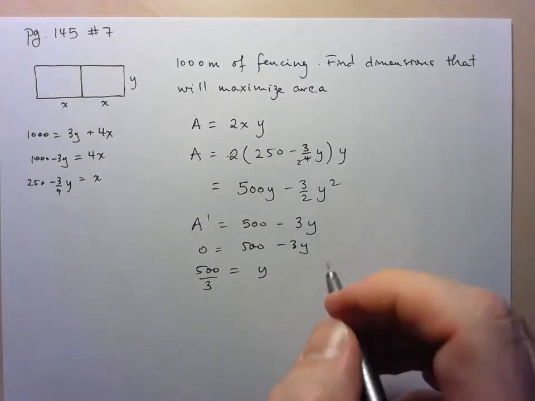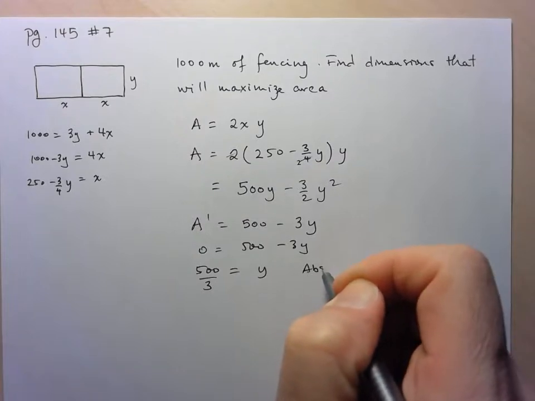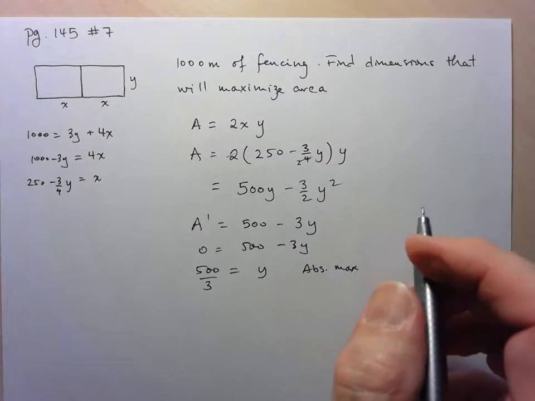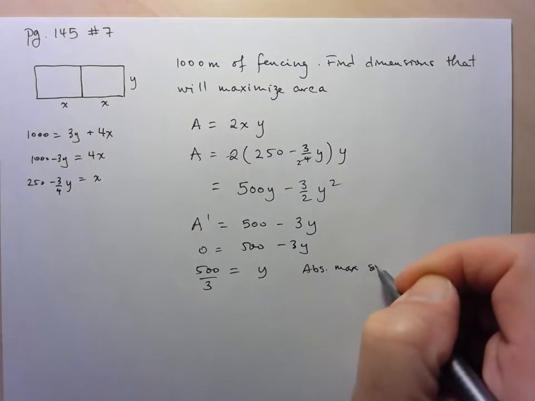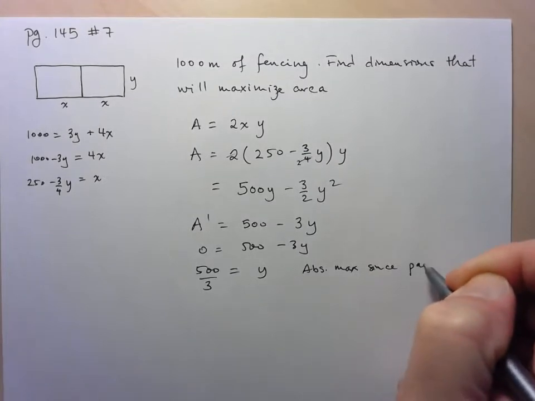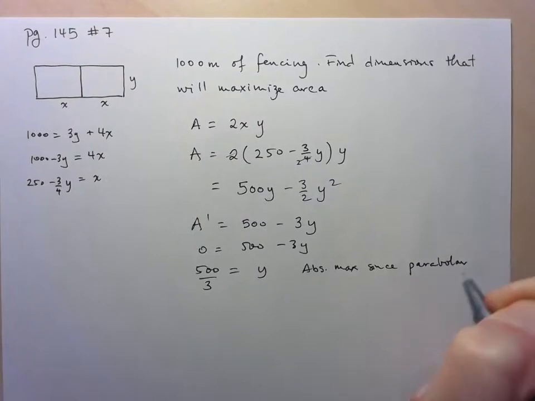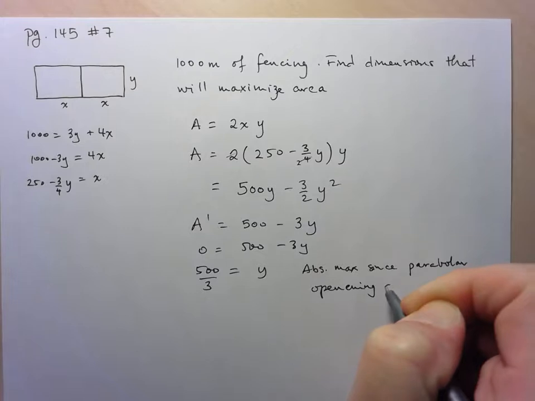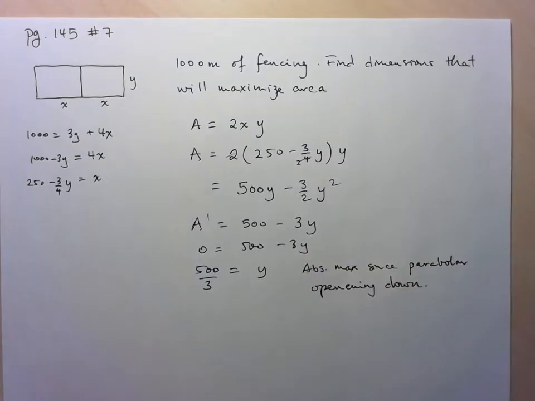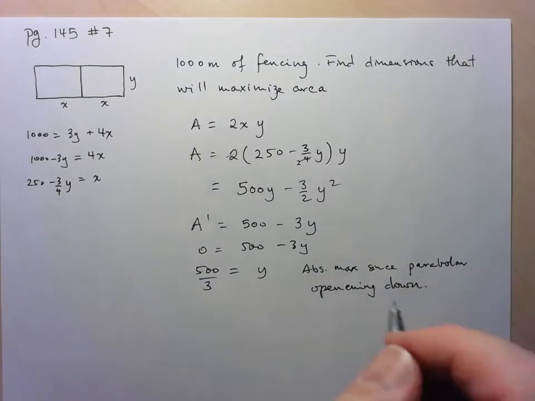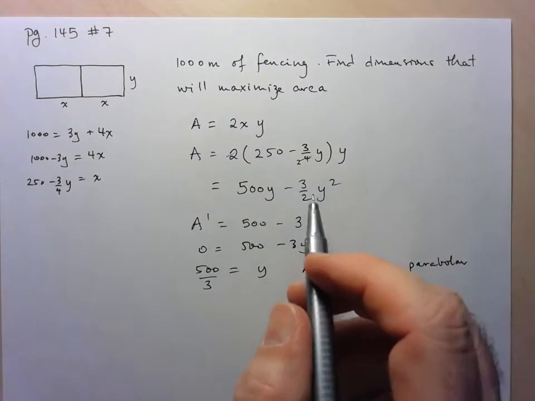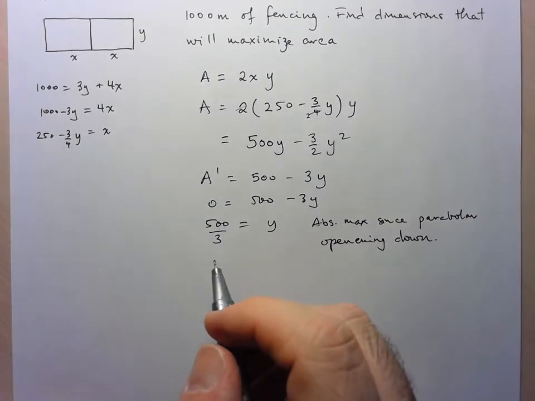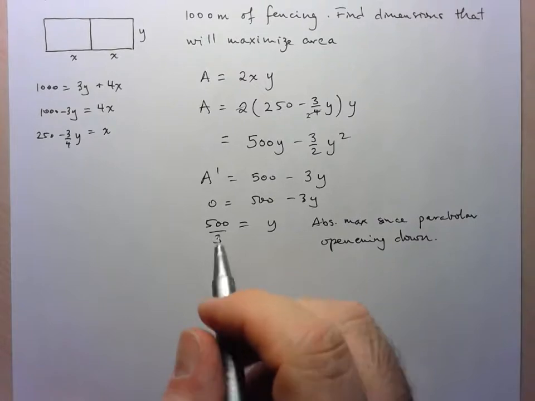Now this is an absolute max. I don't even really have to test anything, since it's a parabola opening downward. Like I said, we'll take this as an established fact because of the negative leading coefficient. So here we have our width.